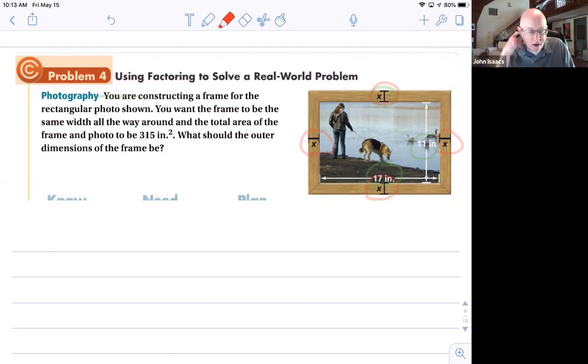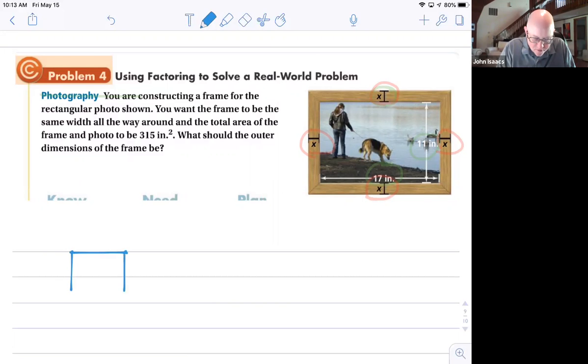You want the frame to be the same width all the way around, and the total area of the frame and photo to be 315 inches squared. What should the outer dimensions of the frame be? Okay, so just to emphasize the drawing aspect of this, I'm going to draw it again.